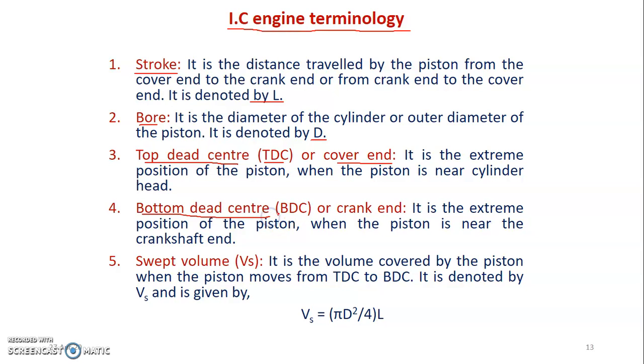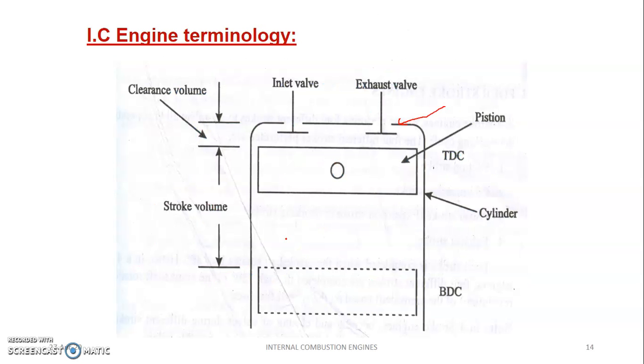Bottom dead center. Shortly we call this BDC, and it is also called crank end. It is the extreme position of the piston when the piston is nearer the crankshaft end. So it is the extreme bottom position up to which the piston can move, that is called the bottom dead center or BDC. So I think you understood these two terminologies. What is TDC and what is BDC?